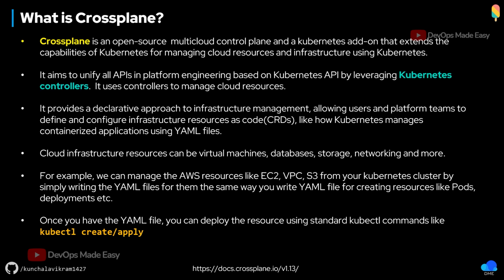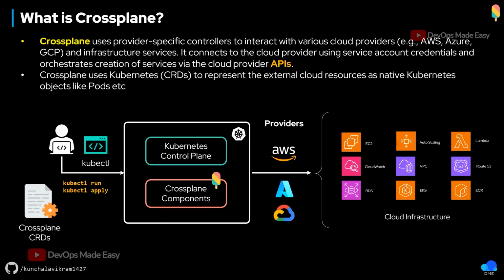So let's say I wanted to create an EC2 instance. What I do is I'll write a YAML file. And what Crossplane controllers do is, they will read these YAML files and simply create the infrastructure for you. It can be any infrastructure on AWS, Azure, Alibaba Cloud, or GCP, etc. So once you have the YAML file, then you can use Kubernetes native commands like kubectl create or apply to simply create, destroy, or update that cloud resource, right?